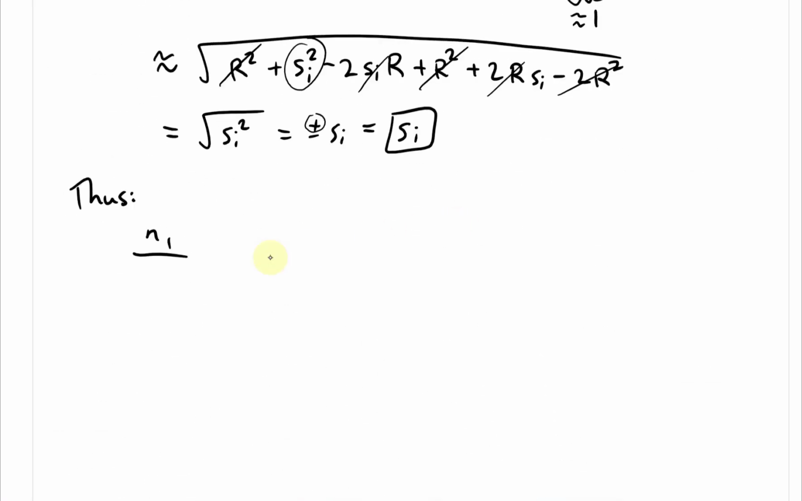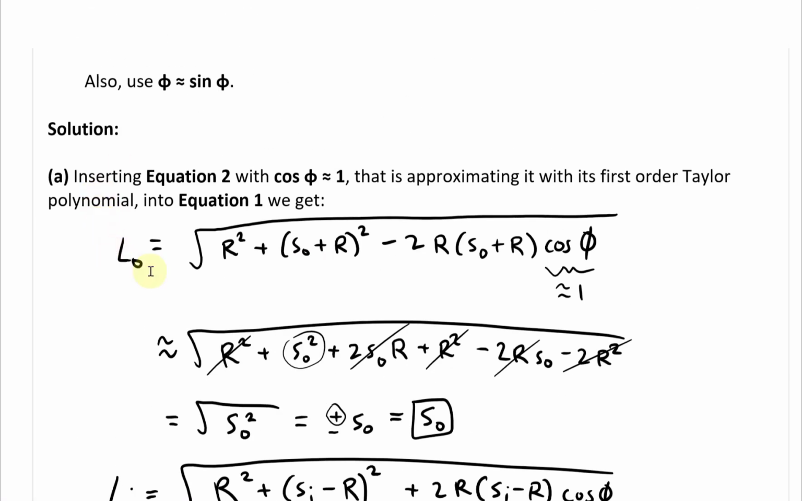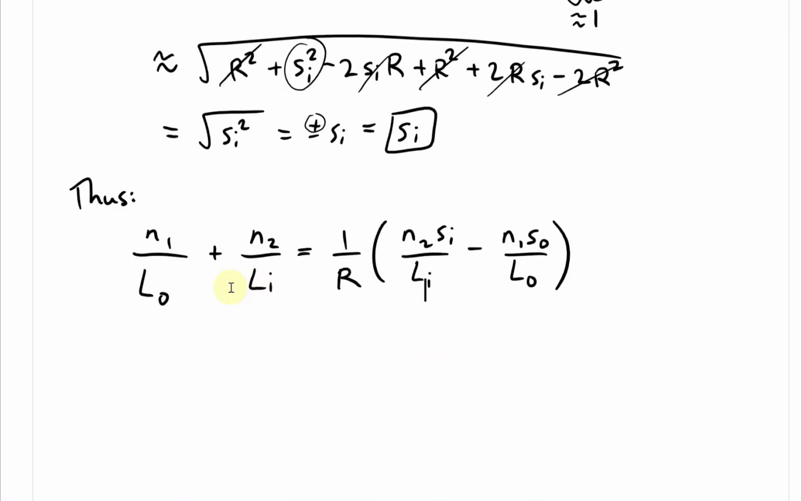So let's write this down. So thus n1 over Lo, and then plus n2 over Li, this equals 1 over r. This is just equation 1. And then times n2 psi over Li minus n1 so over Lo. So that's equation 1. Now we plug this all inside, so we have our Los. Our Lo is equal to So, that's Lo equals So, Li equals Si. So let's just write that all down.